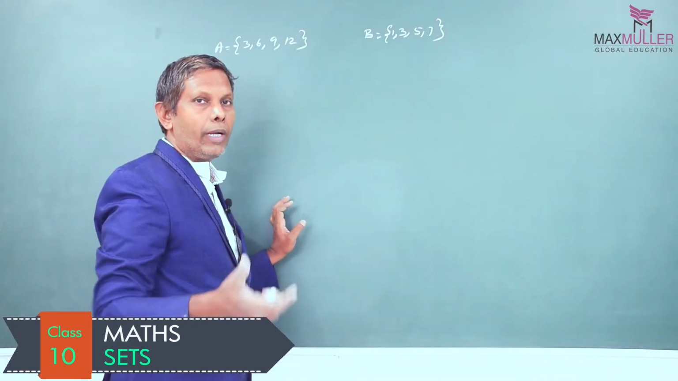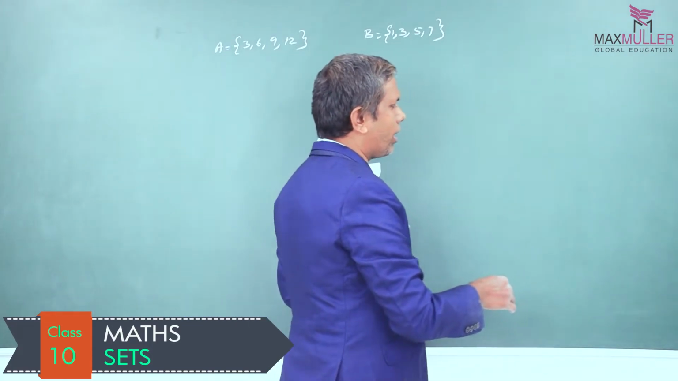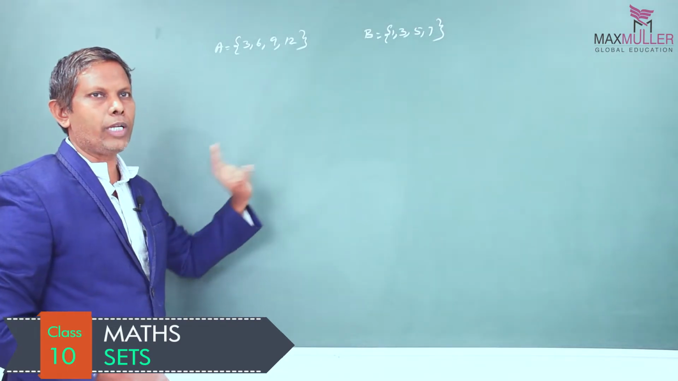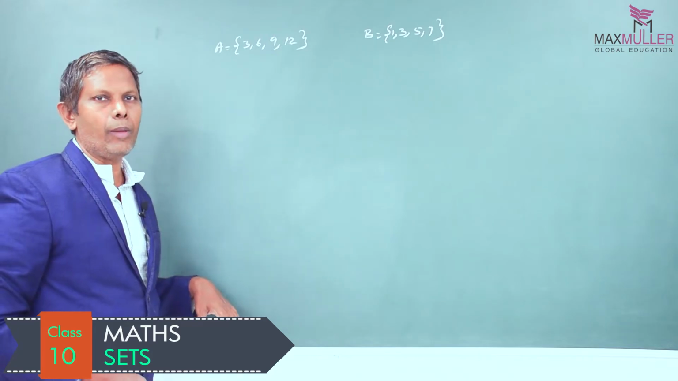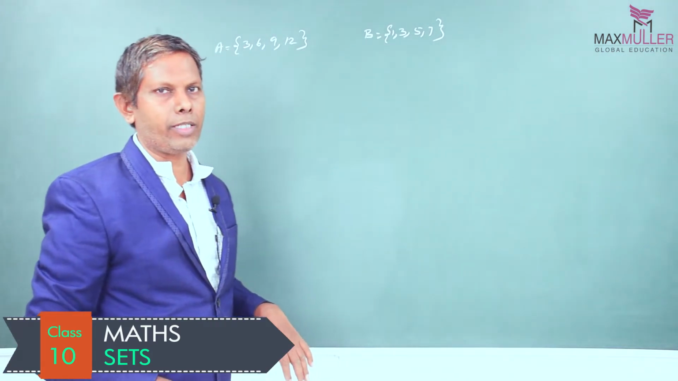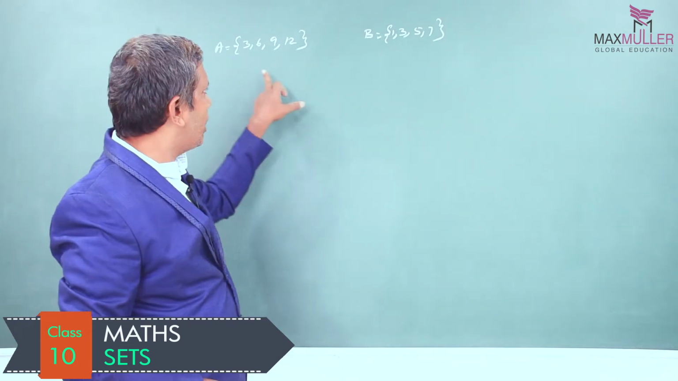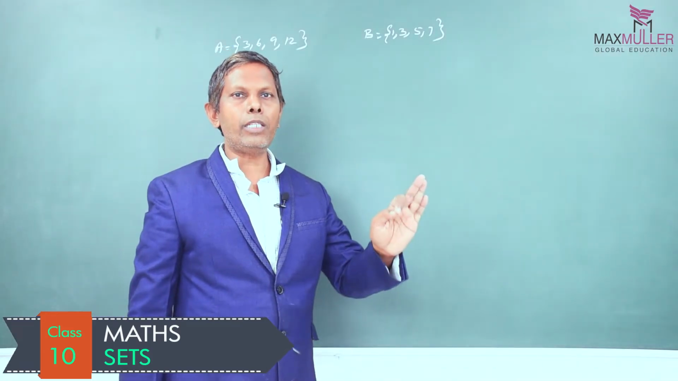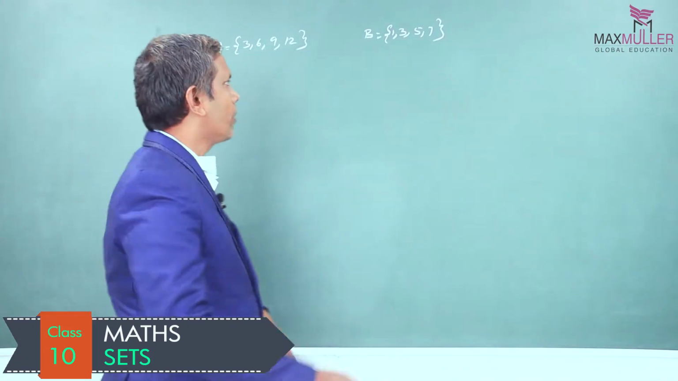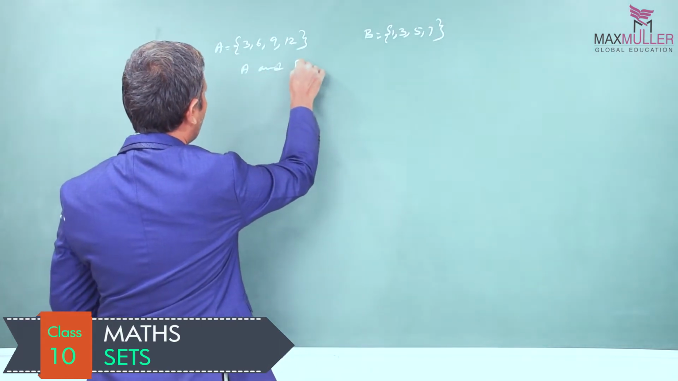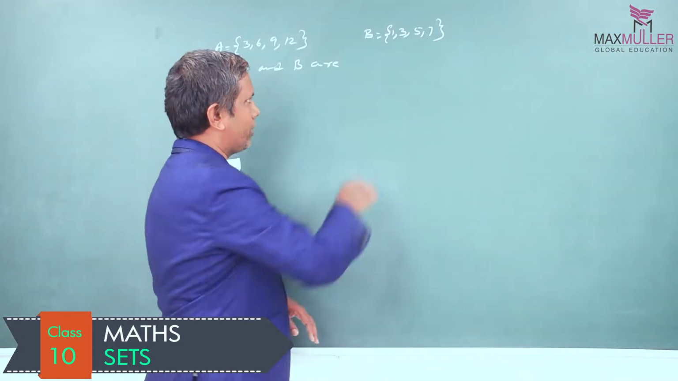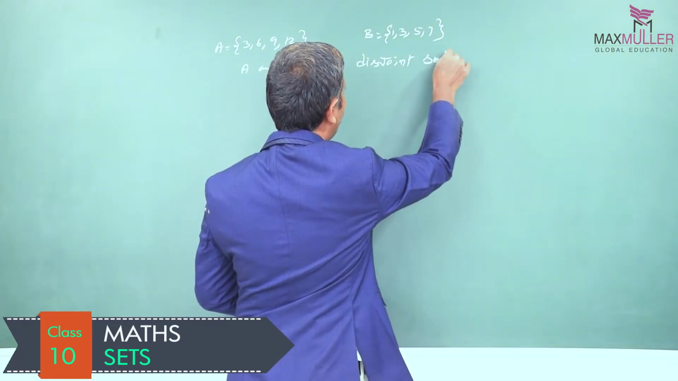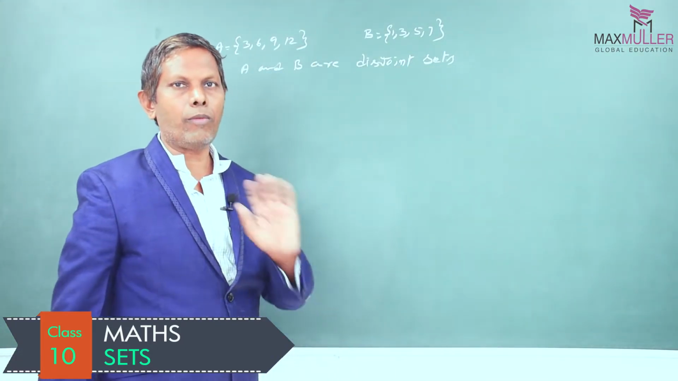Now, what is meant by disjoint sets? Suppose we draw a Venn diagram. Disjoint means there is no common element in either set A or B. That is said to be disjoint sets. Here they are asking whether A and B are disjoint sets, true or false, and what is your reason.